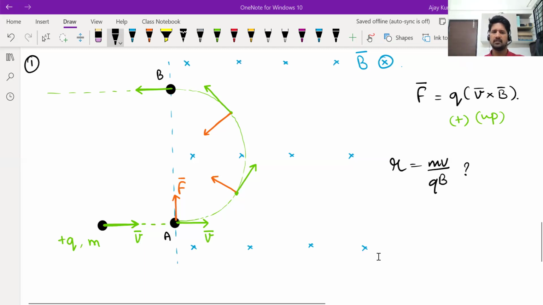Shashank, what do you think? Will the radius be the same, mv by qB, or will it be something else? I'm not sure. Okay, how do we calculate the radius of any curved path generally? It all depends. Yeah, go ahead. Anyone? How do we calculate the radius of a curved path in which an object moves? Like based on its speed and all.